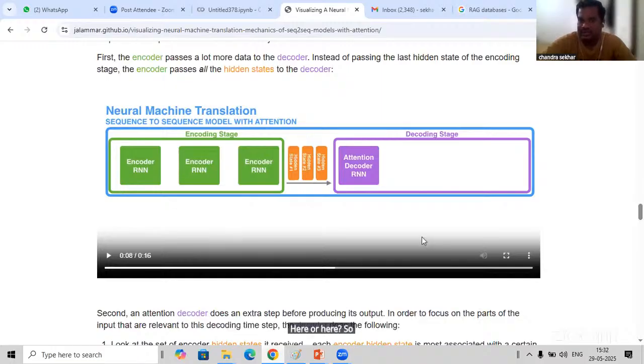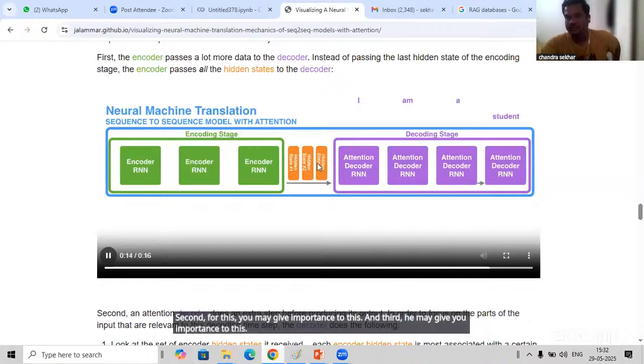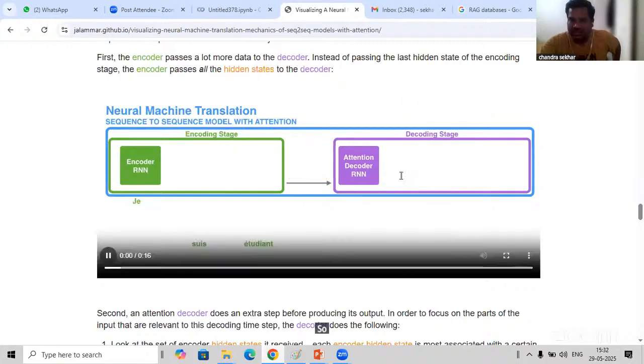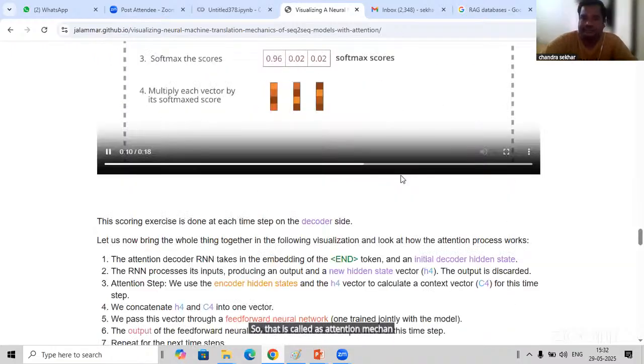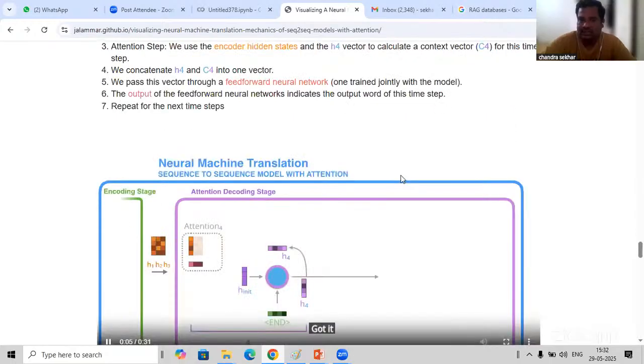Next, based upon this, internally it did the logic that maybe the first time it gave importance to this, second time it may give importance to this, and third time it may give importance to this. That is called the attention mechanism. Clear? Got it? Any doubt?